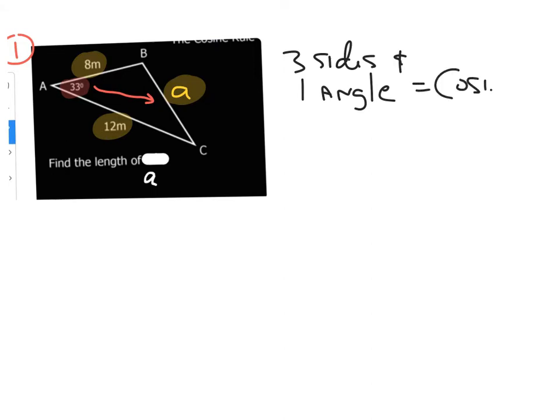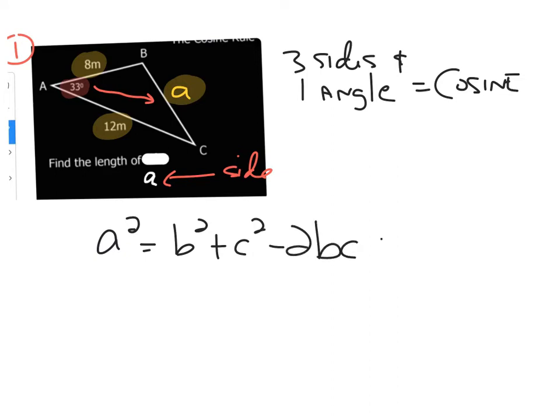And here, since you're trying to find side A, we're trying to find lowercase a, we're going to use the law of cosines when you're finding a side. So here we're going to be using a squared equals b squared plus c squared minus 2bc times the cosine of A. Remember, the side that you're finding always has to match the angle that you're using.